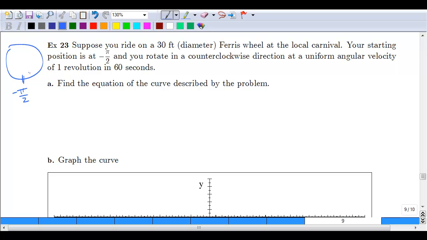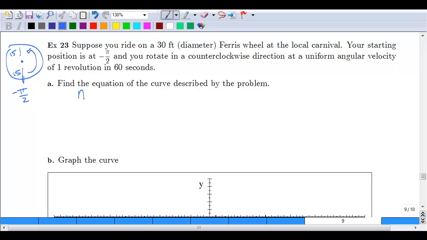And you rotate counterclockwise with uniform angular velocity, so it's not a jerky ride, and you do 1 revolution in 60 seconds. So if you look here, the Ferris wheel has a diameter of 30, so you've got 15 up and 15 down, so you're actually starting at a position of -15, down here at -pi/2.